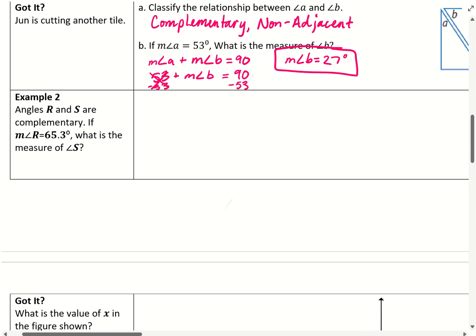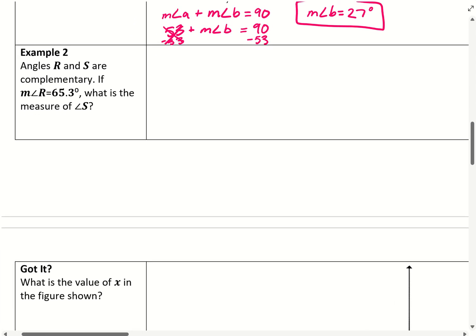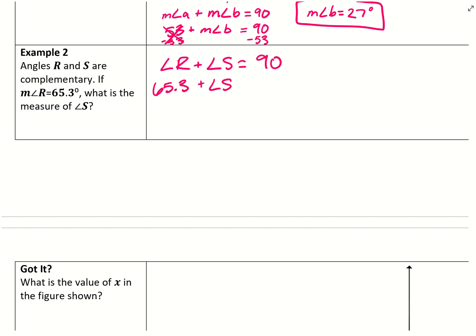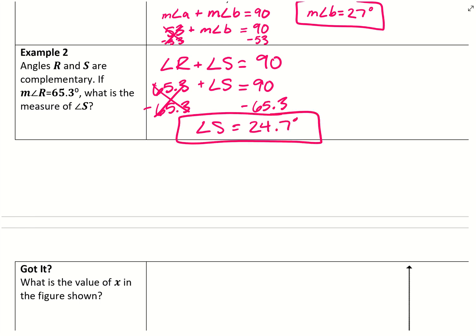Example 2, angles R and S are complementary. If the measure of angle R equals 65.3 degrees, what is the measure of angle S? Same thing. We're going to have angle R plus angle S. We know complementary means 90 degrees. Okay, and we're going to plug in what we know. So 65.3 for R plus angle S equals 90. We're going to subtract 65.3 from both sides, and you should get angle S equals 24.7 degrees. Okay, that's it for example 2.